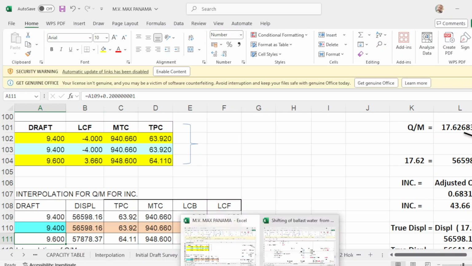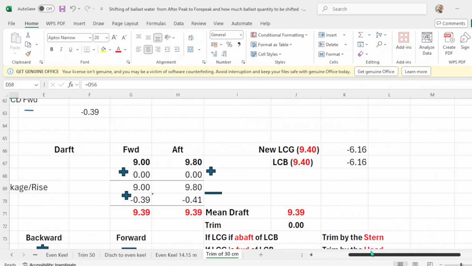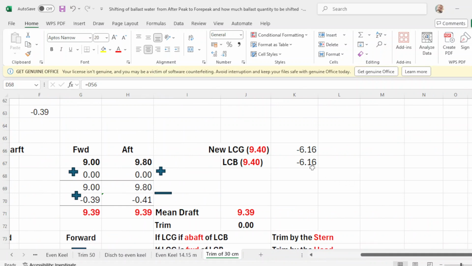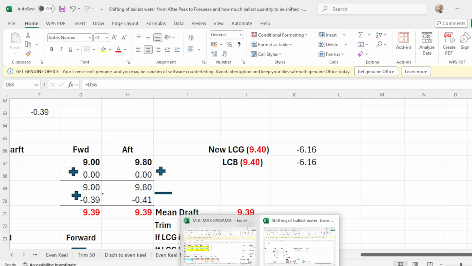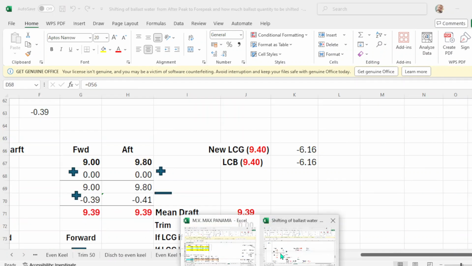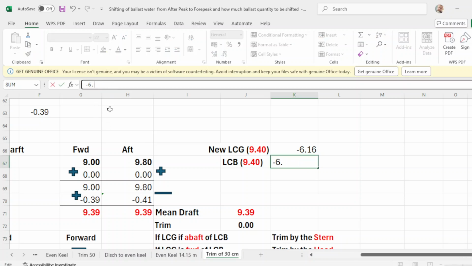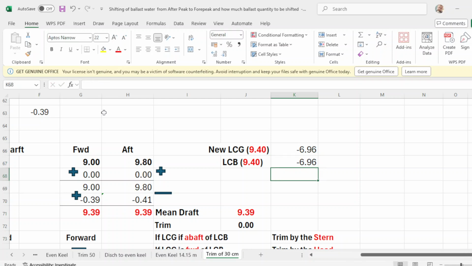So your LCB is negative 6.96, okay? 6.96. Now, your LCG will also be negative 6.96. Why? Explain.